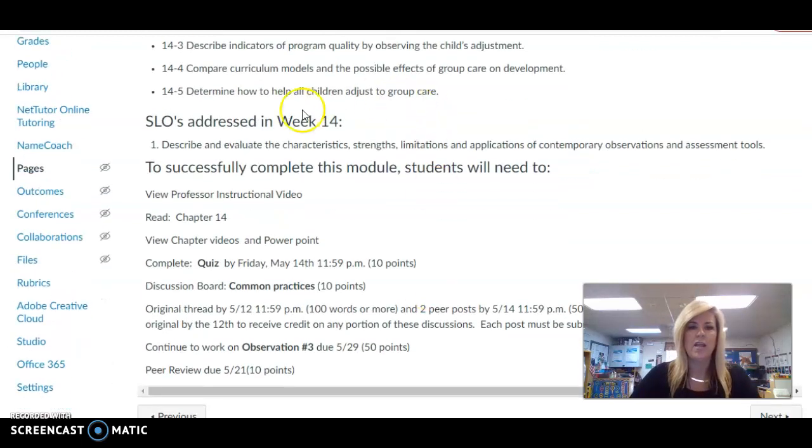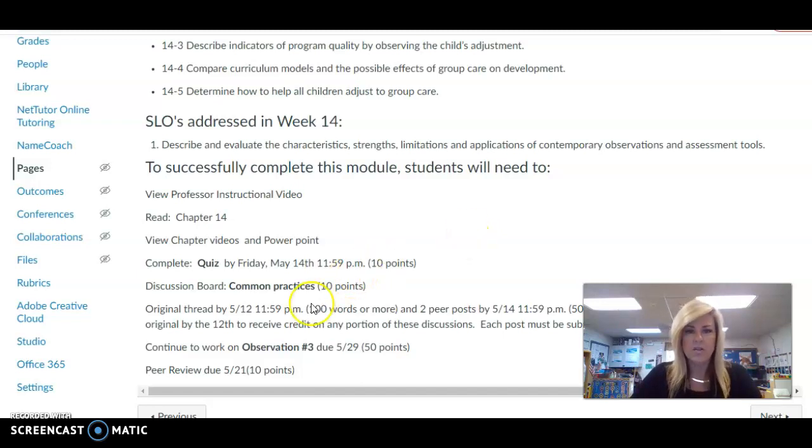The SLO that we'll be covering in this week's readings is once again looking over the observation and assessment tools and being able to list the strengths and the limitations of each. To be successful this week, make sure to read chapter 14 and look over the videos and the PowerPoints that I provide for you. They're all open. Just like every week, the quiz is due by Friday, May 14th at 11:59. You get 2 attempts, it is worth 10 points, and the system will automatically take your highest score.